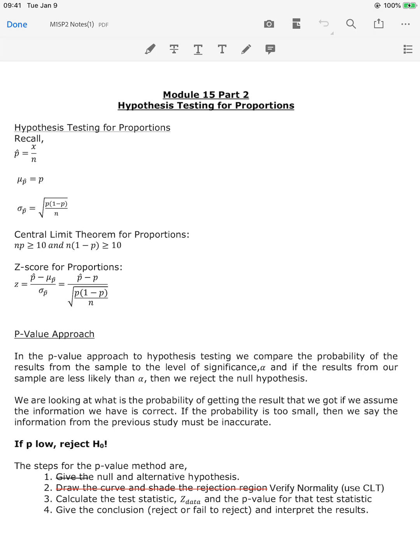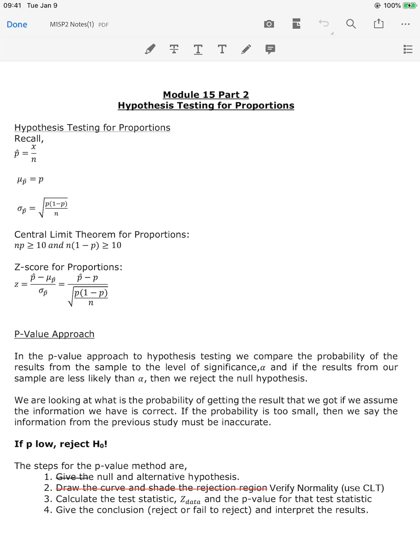So recall from Module 12, p hat is equal to x over n. The mean of the distribution of p hat is equal to p, which is the population proportion. And the standard deviation of p hat is the square root of p times 1 minus p divided by n.